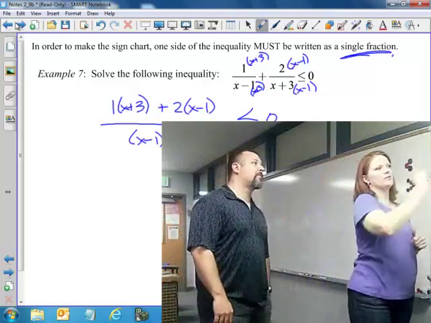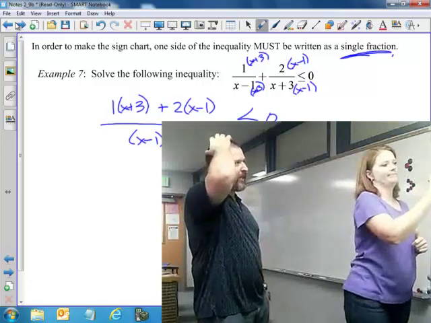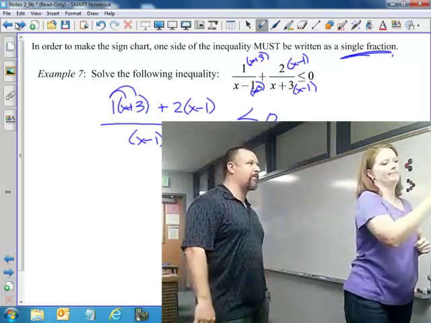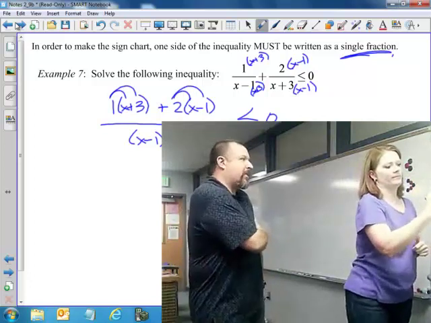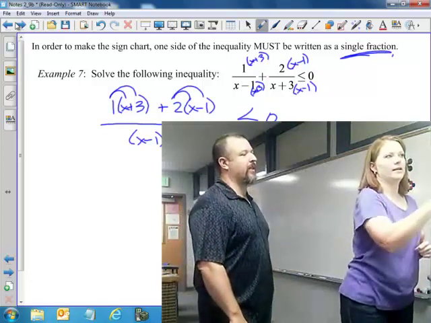So all we have to do now is clean up the top half here. Okay, so this is going to be x plus 3, and this is going to be 2x minus 2. That's going to be 3x, and then a plus 3 and minus 2 make a plus 1. And then over x minus 1 times x plus 3.